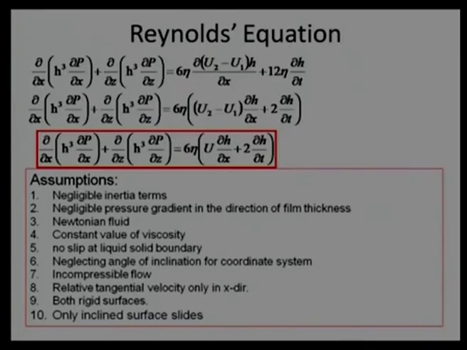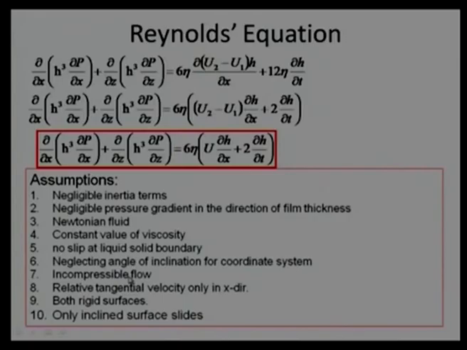Whatever the solid surface has a relative velocity, the same sliding speed is imparted to the liquid without any loss, which is true in most cases of liquids, but it is not true for gases, where the molecular distance is much larger and there is always a possibility of slip. Then we assume neglecting the angle of inclination for the coordinate system. If the angle of inclination is really very small, then that is true, but if the angle of inclination is not small, then it may not be true.